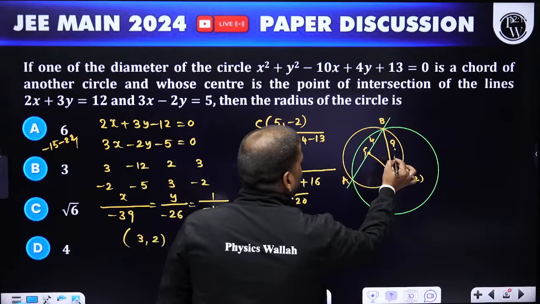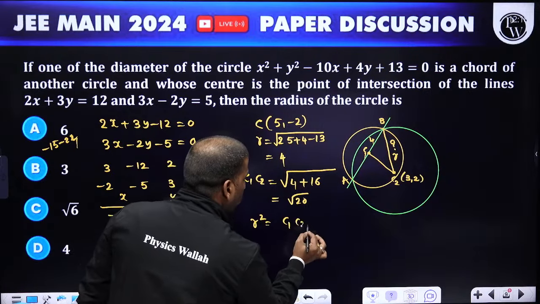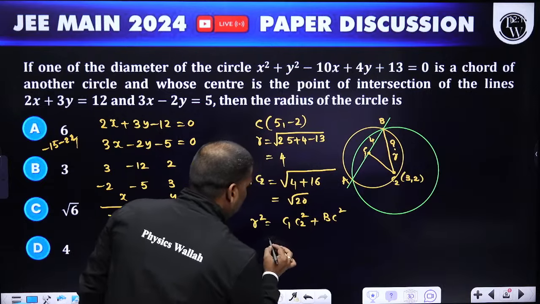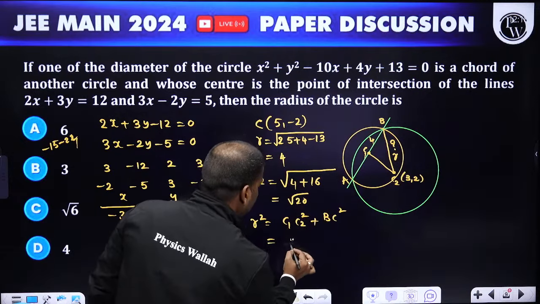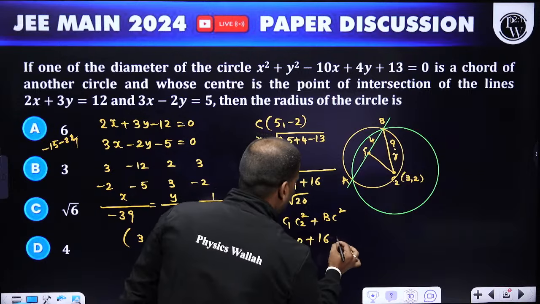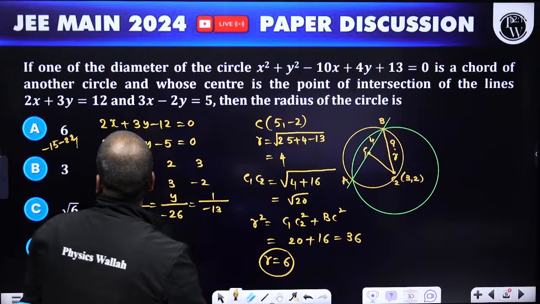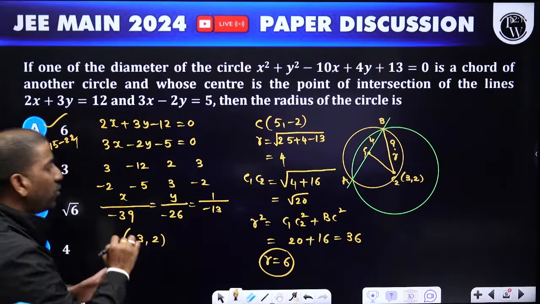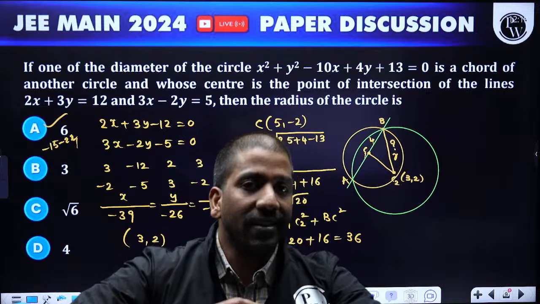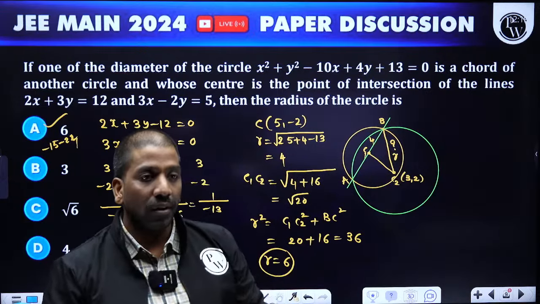Root 20, okay, just root 20 we will write. So here the radius we want, R square is equal to C1C2 whole square, it's a right angle triangle, plus BC square. What is C1C2 whole square? 20 plus BC square. BC square is equal to 16. So 36. Then what is R? R is equal to 6. Just if you understand the question, visualize and apply the things, then we would get it. It is a question from circles, coordinate geometry.